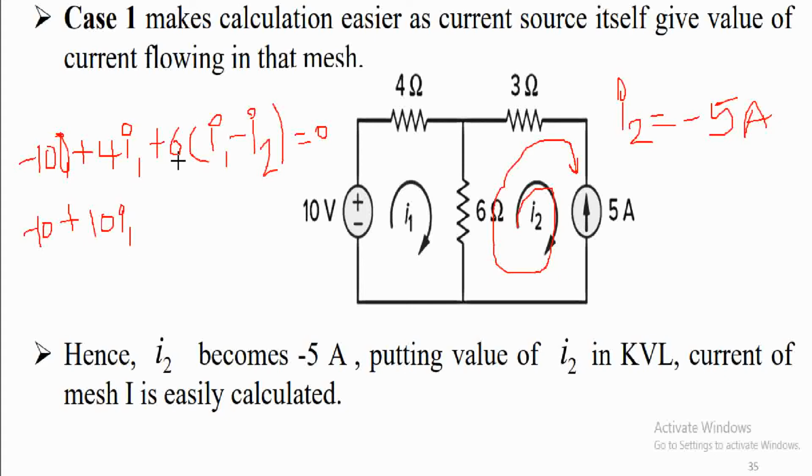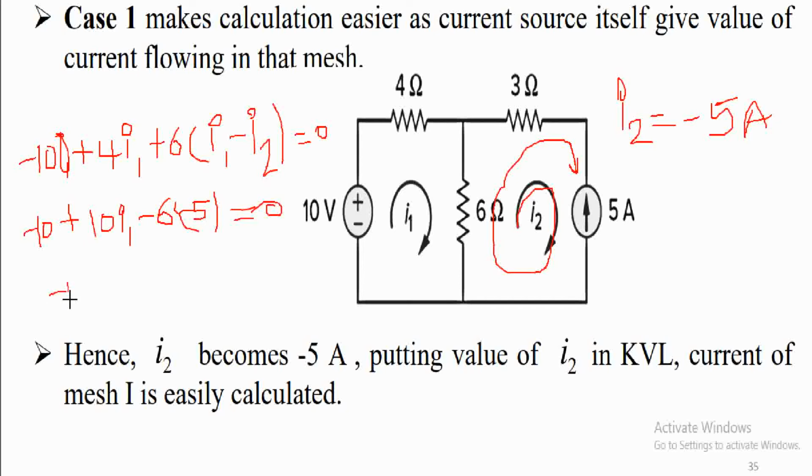Next, minus 6 I2. Plus into minus 6 I2, that is minus 6 into I2. What is I2? Minus 5. So minus of minus, this is your minus 5, which is equal to 0. So minus of minus becomes plus.